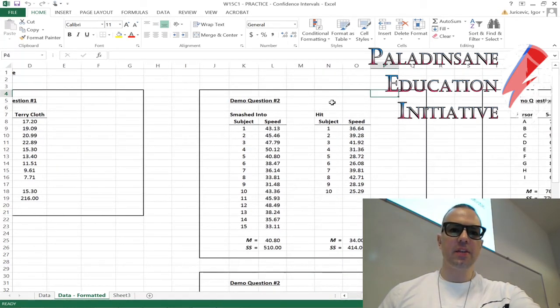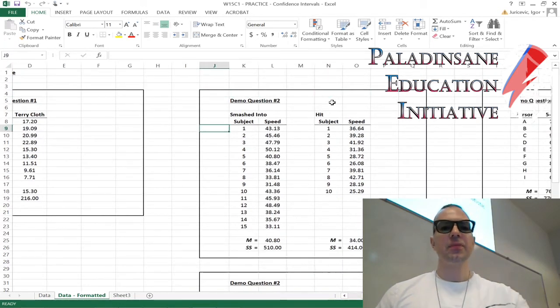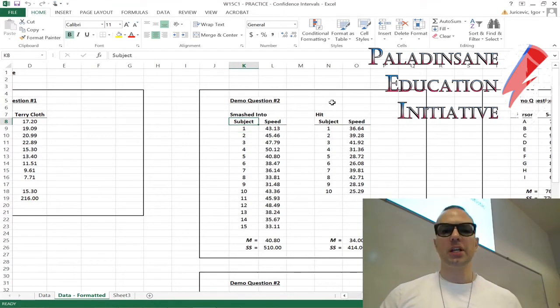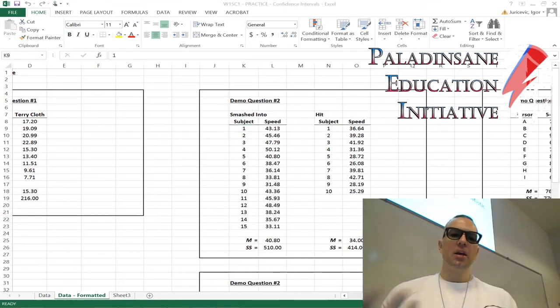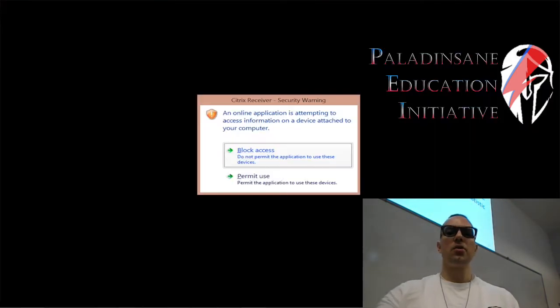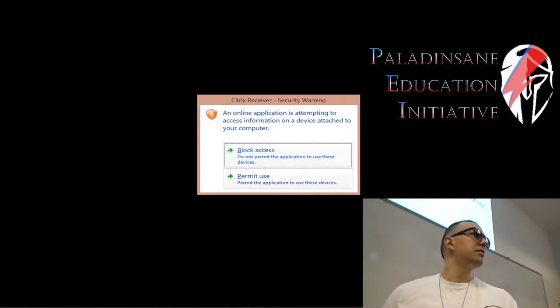in your Excel sheet, this is demo question number 2. We did demo question number 1 last time we met. So in demo question number 2, much like doing an actual t-test, to do the confidence intervals, you need the raw scores. So you need to have the actual individual scores. In order to use SPSS, you need to have the individual scores for each and every subject. So we have those, so we are good to go in that regard.